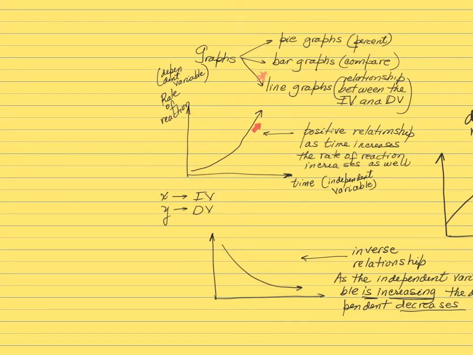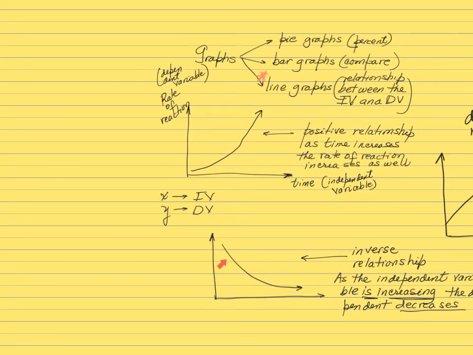When you have a graph like this one, it's going up. It doesn't matter if you have a line or if you have a curve in there. That's a positive relationship. What does that mean? That as the independent variable is increasing, the dependent variable is increasing as well. They are both going in the same direction, positive relationship.